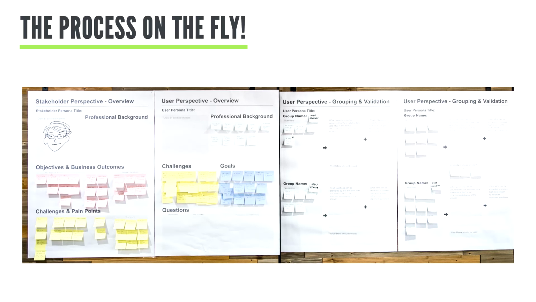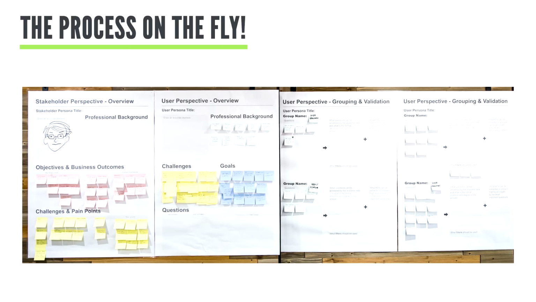And you can see then, it's the whole process here. You've got the persona, you've got their objectives, their outcomes, a bit of the professional background, and we've got the challenges and pain points. And then the same thing with the users. Now you can see that there's a difference here: there are no questions under the stakeholder persona, but there are questions under the user persona.